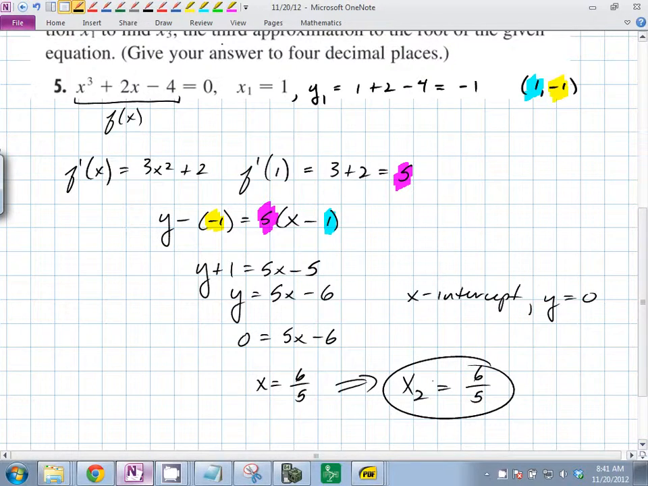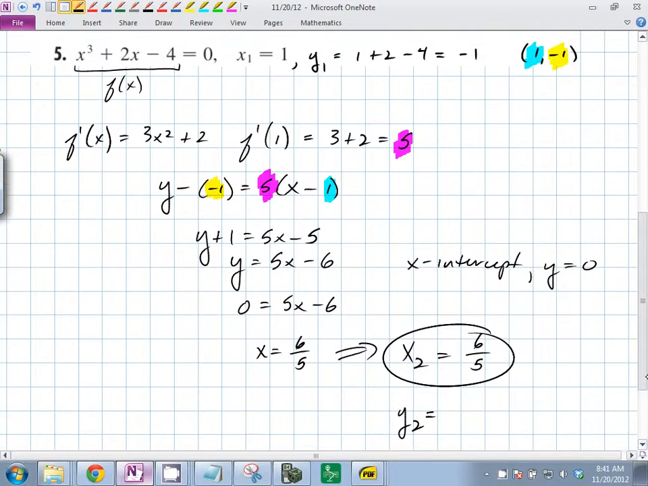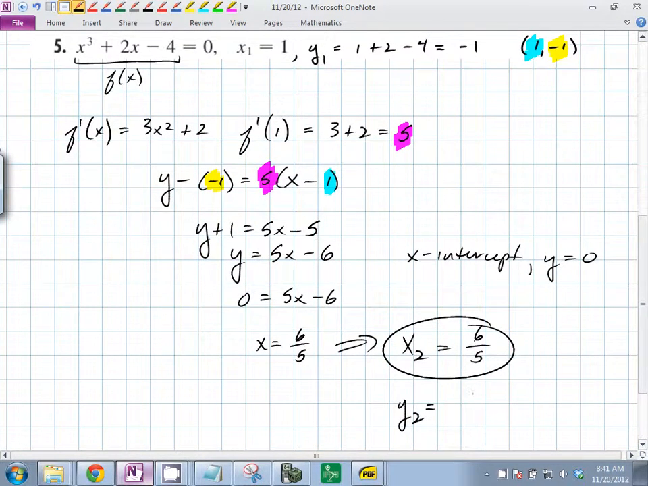We now do the exact same thing, but with 6/5. So if we have 6/5, what do we now find? y2. How do you find y2? Into the original equation, right? Not to the derivative, the original equation.